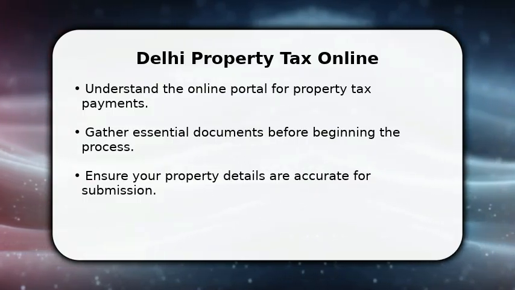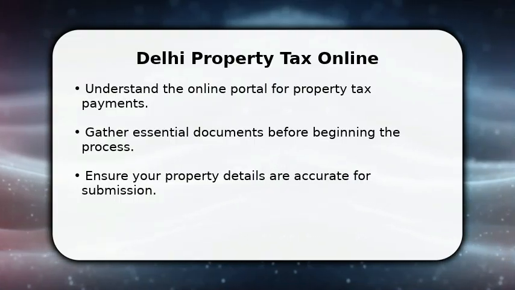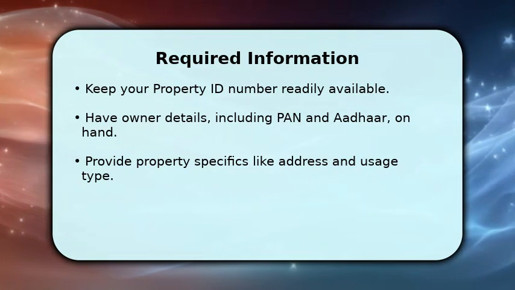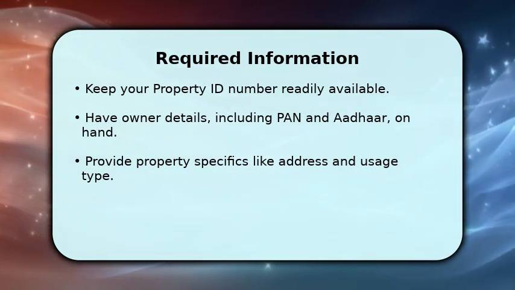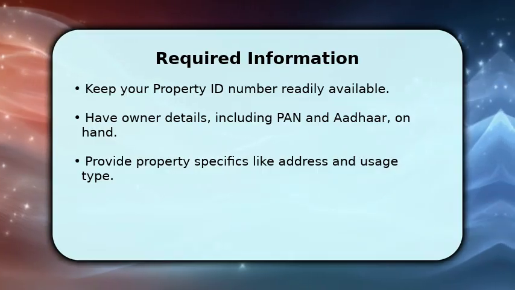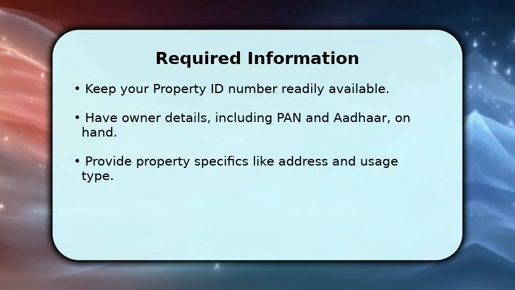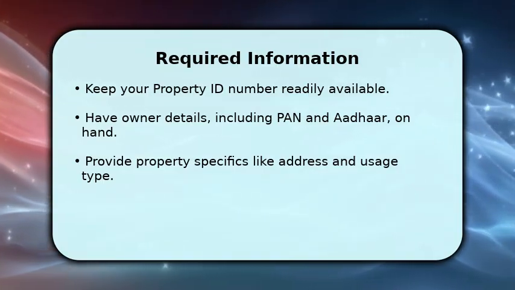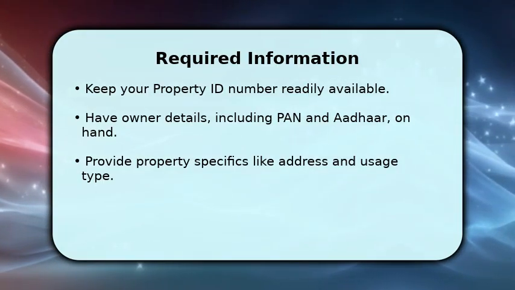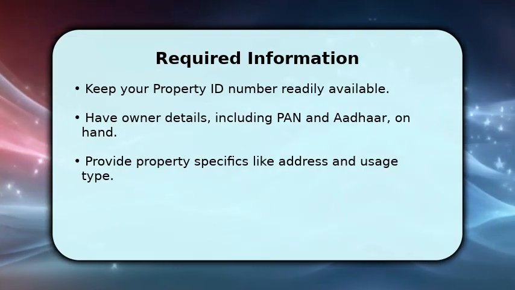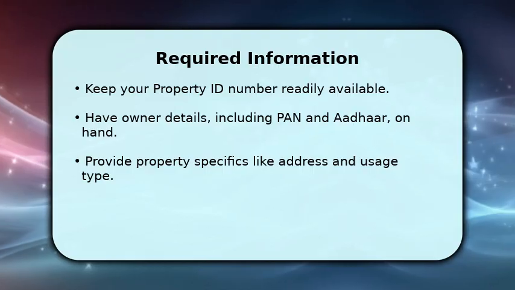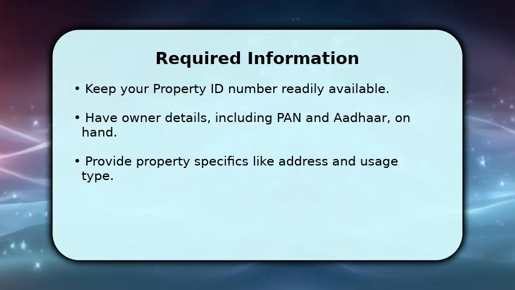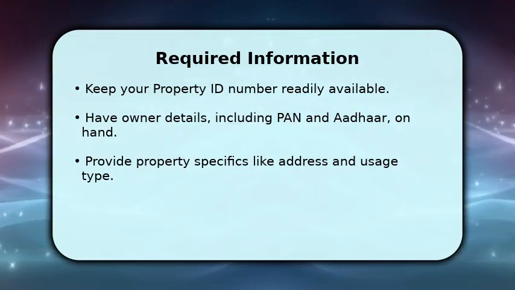Having your documents prepared beforehand will significantly speed up the entire process. To proceed, you will need several key pieces of information. Your unique property ID is crucial for accessing your records. Ensure you have the owner's details, including their permanent account number and Aadhaar card information. Additionally, be ready to input specific property characteristics, such as its complete address, usage category, and construction details. This information helps accurately calculate your tax liability.